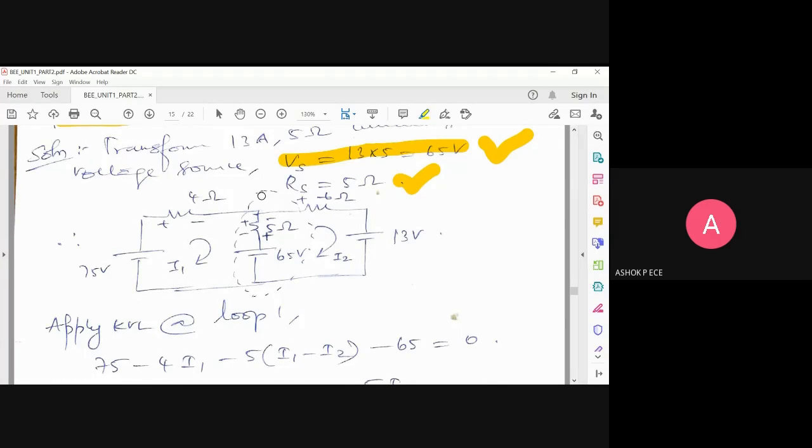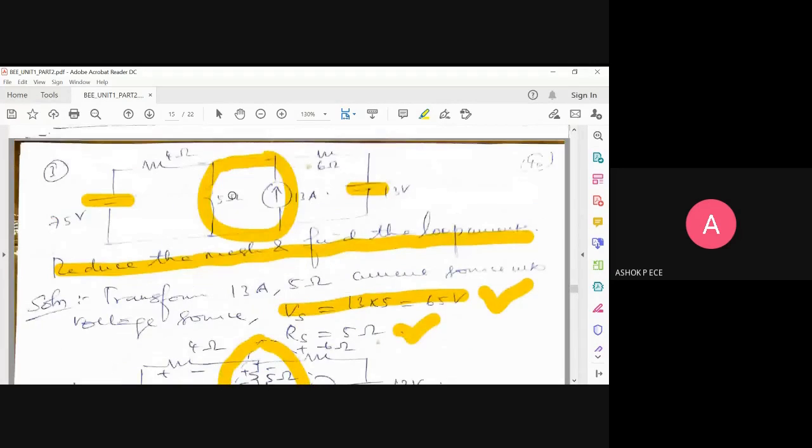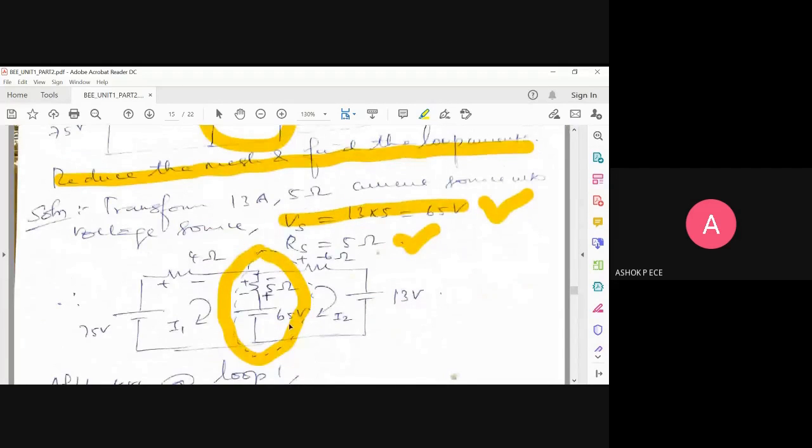Is this simplification clear to everyone? See here, I have replaced the current source by a voltage source in series with 5 ohms. Anybody having doubts? Anybody having doubt in this conversion? We are going to use Ohm's law. V is equal to IR. And what is the value of the voltage source? 13 into 5, it is 65 volt. The same 5 ohm resistance will be coming in series with the voltage source.